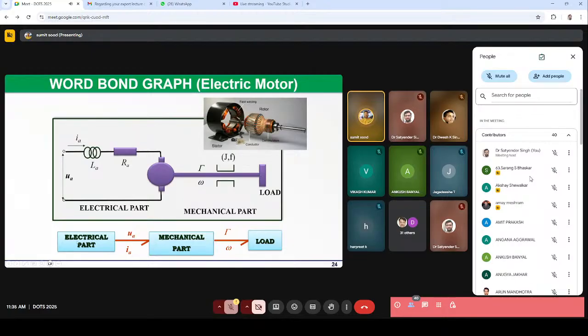For example, the electrical part outputs the current and voltage that is used to drive this motor in the mechanical part, and this mechanical part will impart torque and angular velocity to the load. So this gives you the overall idea, and this is called the word bond graph, which shows the different subcomponents and their interaction with each other.